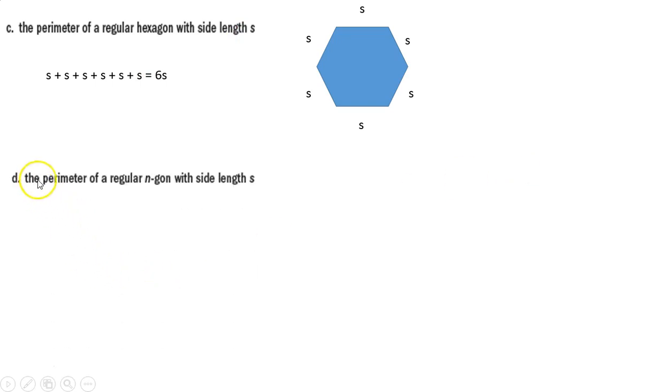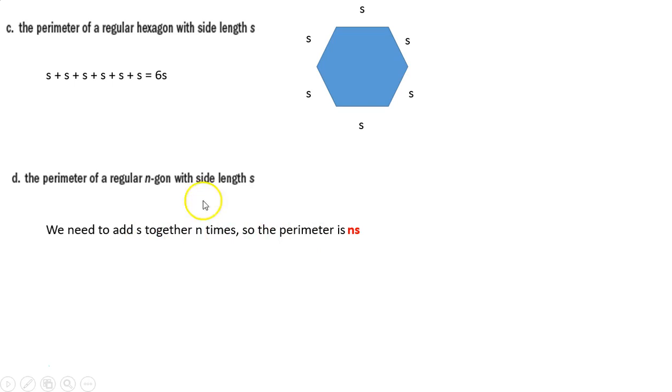Next one, the perimeter of a regular n-gon. So we're getting a little bit more general here. We have a regular n-gon. So we don't know how many sides this n-gon is. We just know that it's n. But it's a regular n-gon, so all of its sides are the same length, and those side lengths here are S. So how many ever sides there are, n, we're going to add S together n times.